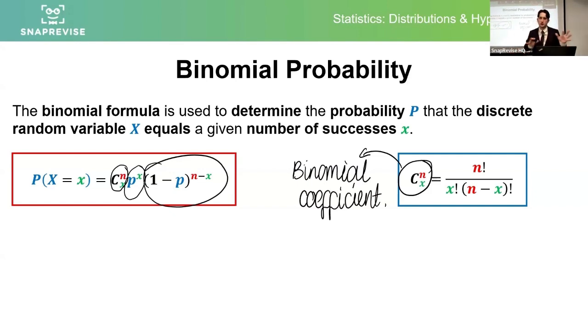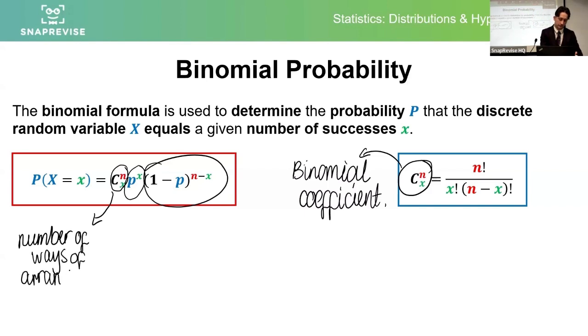And of course, because there's so many different combinations, that's why we times it by n choose r or n choose x. That coefficient, that binomial coefficient, tells us how many ways there are of arranging it. So what this gives us is the number of ways of arranging basically X amount of successes in N amount of trials.